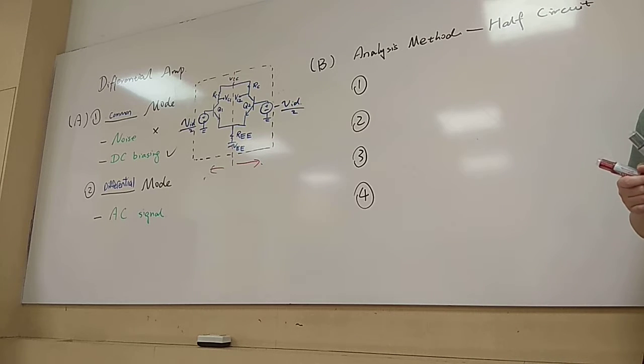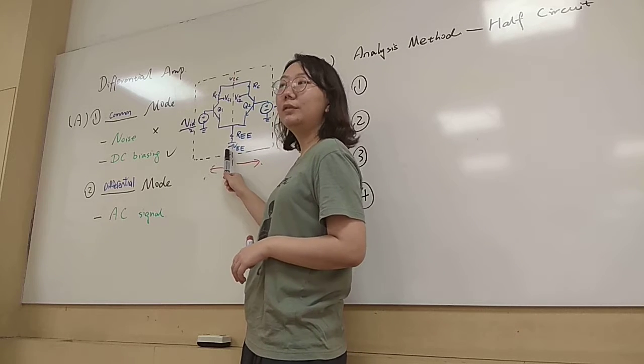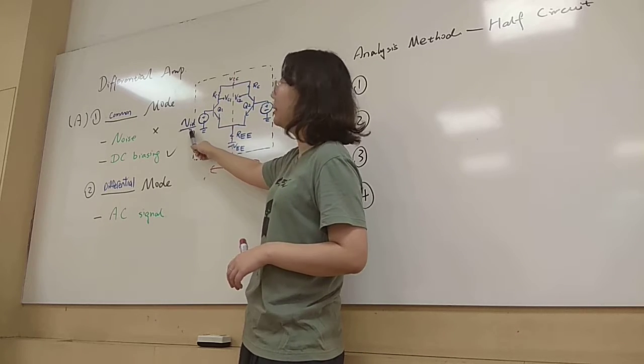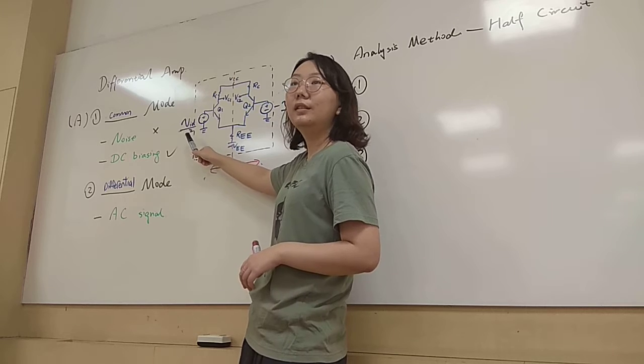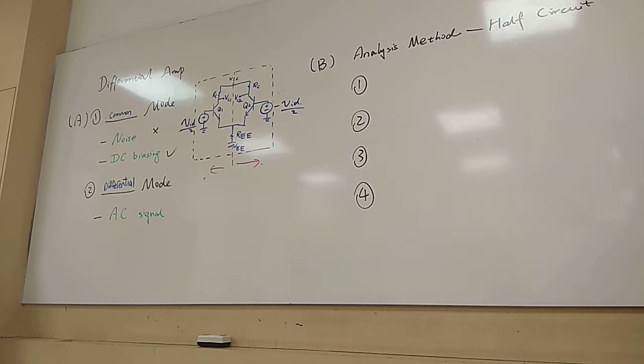The voltage will remain the same, then the resistor divided by 2. Voltage source remains the same. Yeah, and resistor divided by 2. Which voltage source? You got 3 voltage sources for one side. For each side, you got 3. VCC minus VEE is a voltage source. VCC is a voltage source. This one is also a voltage source. Okay, so how to split?